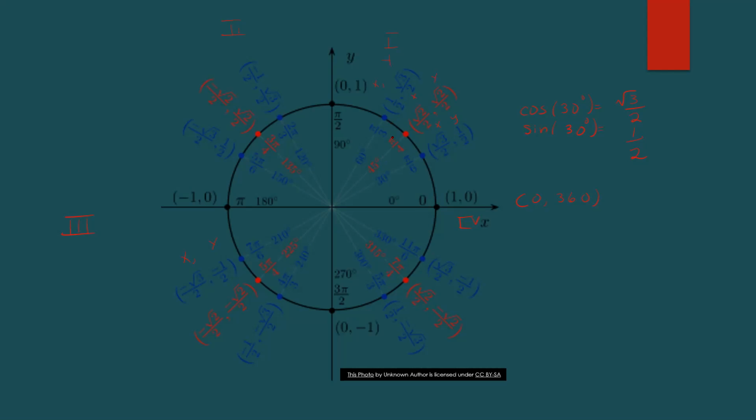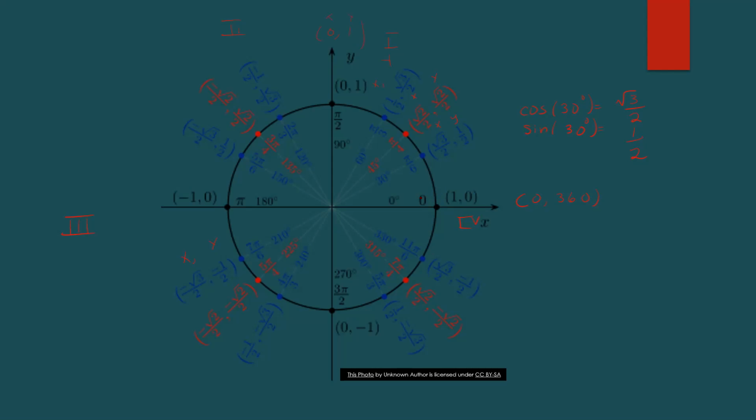And 45 degrees, or pi over 4, has a cosine of radical 2 over 2 and sine of radical 2 over 2. And then 60 degrees, or pi over 3, has an x value of 1/2 and a y value of radical 3 over 2. And then you have pi over 2, or 90, has a coordinate of x value of 0 and a sine value of 1, right?